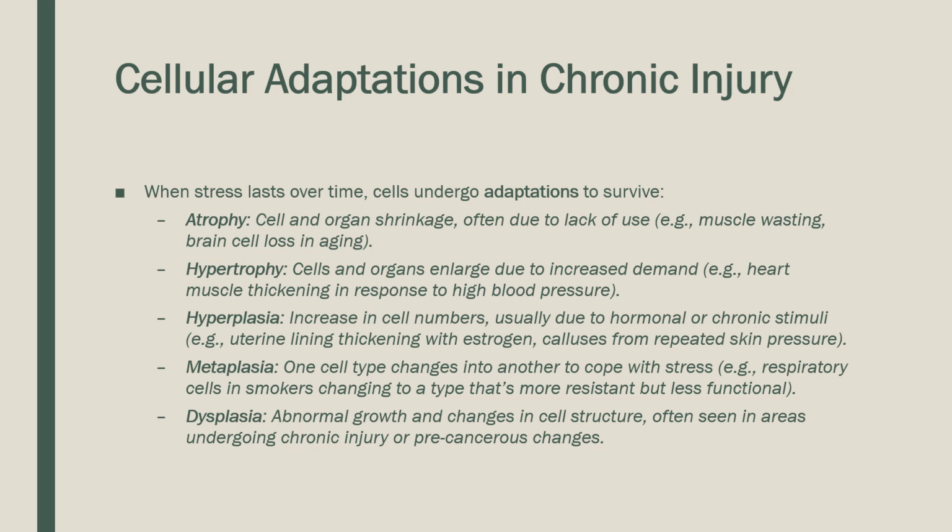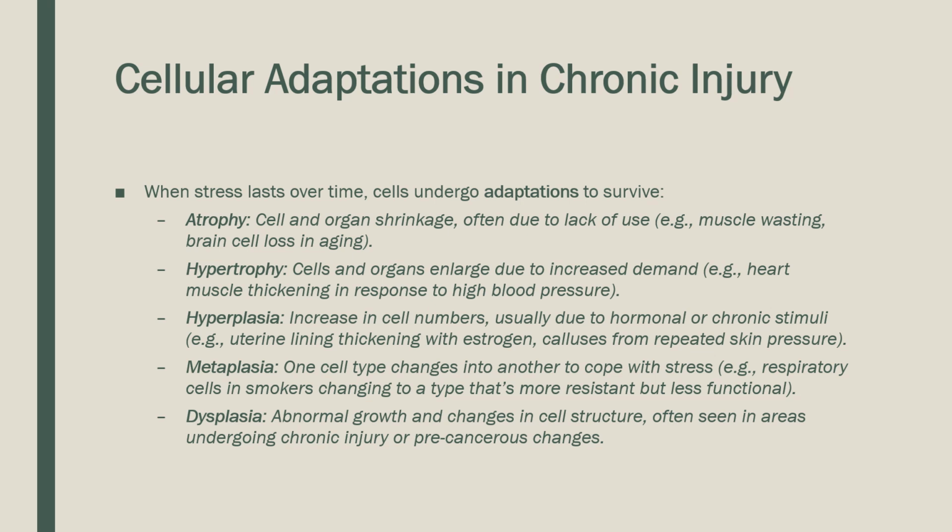Hypertrophy is when cells and organs enlarge due to increased demand, like the heart muscle thickening in response to high blood pressure. Hyperplasia is an increase in cell numbers, usually due to hormonal or chronic stimuli, like the uterine lining thickening with estrogen, or calluses from repeated skin pressure.